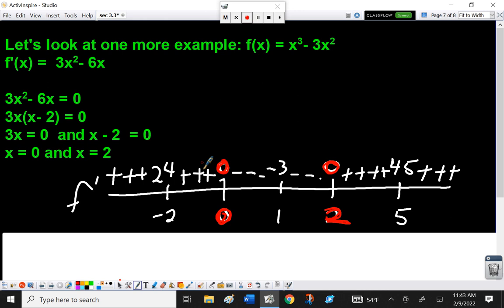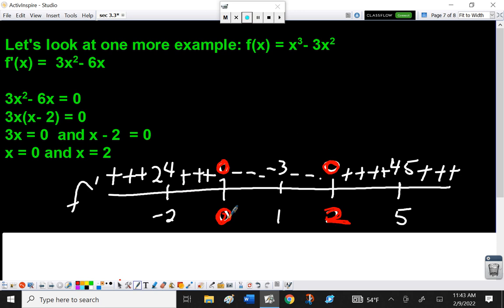Now, since I have two critical numbers, I pick a number to the left. I picked -2, but you could have picked -7 or -12. If you plug -2 into the derivative, you'll see that you would get 24. 24 is a positive number. That means all these numbers to the left of our critical number 0 would have given us a positive solution. So there we have that.